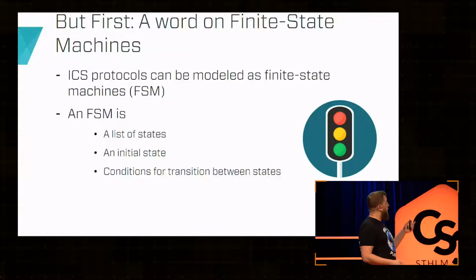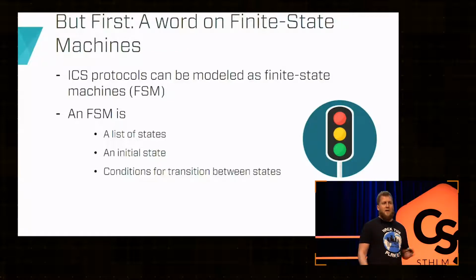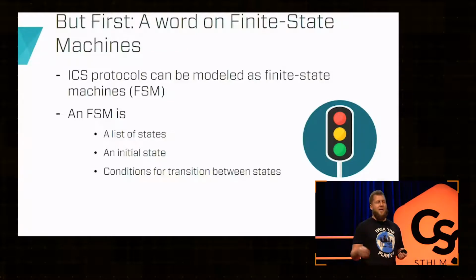As an example, a traffic light. I understand that traffic lights are slightly different in this country, but in North America, you would have three states: red, green, and yellow. The transitions would be: stay red for a minute, change to green for a minute, then yellow for 10 seconds or so, and continue to cycle. So that's essentially the basic concept of finite state machines.